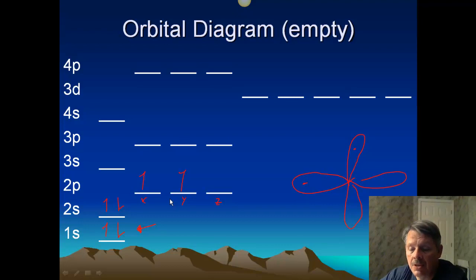And let's say that we are putting in nitrogen. We're trying to put in a 7th electron. We'd put it in over here, and that would be the one that's coming out of the board at us. And we put an electron in there. So we always separate them when we can, so long as we are at the same energy level.